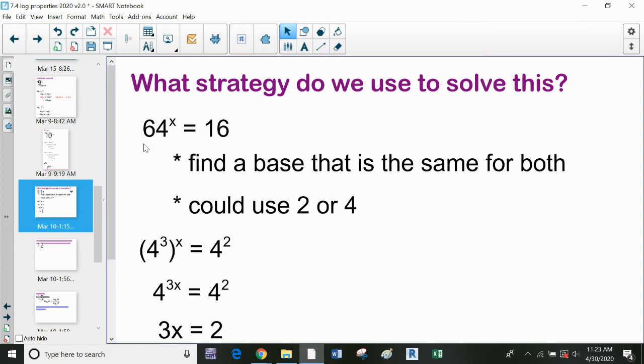So I replace these numbers with their common base. I replace 64 with 4 cubed. I replace 16 with 4 squared so that the bases are exactly the same. Now, remember your exponent rules. A power raised to another power, what do you do? You multiply. So 4 raised to the third power raised to the x is 4 to the 3x.